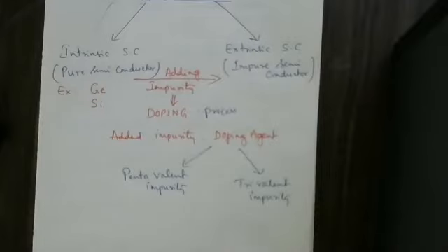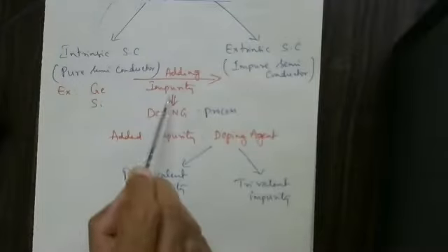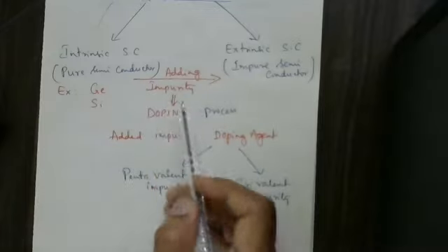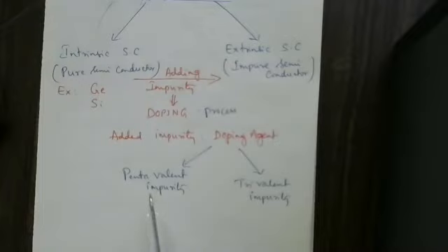So there are two types of doping agents. One is pentavalent impurity or doping, that we are going to do. The other one is trivalent impurity. We are also adding that. Trivalent impurity can also be added here. Pentavalent impurity can also be added here. Therefore, there are two types of doping agents: pentavalent and trivalent impurity. There are two types of impurities.